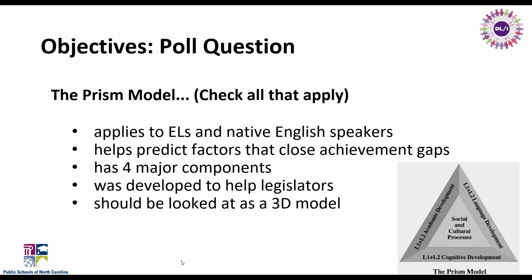All right, first thing we do, as you know, is do a bit of a poll question. In this one, it's a sort of complete the sentence, and you get to check all that apply. So for the PRISM model, does it apply to ELs and native English speakers?